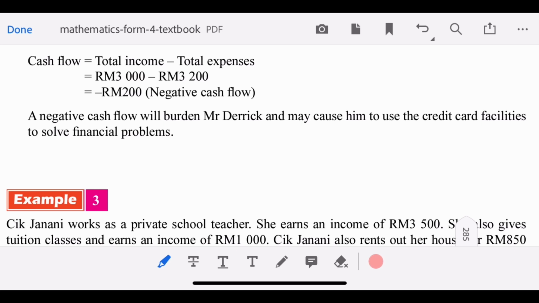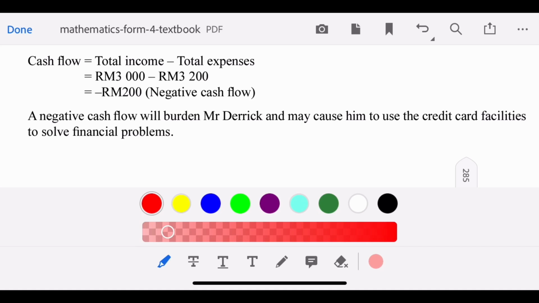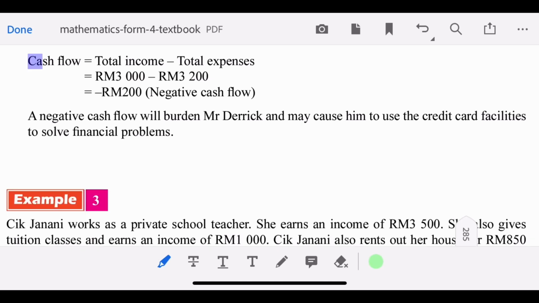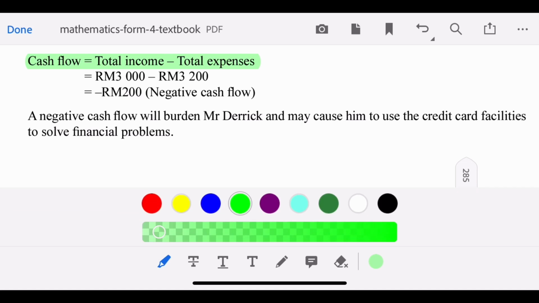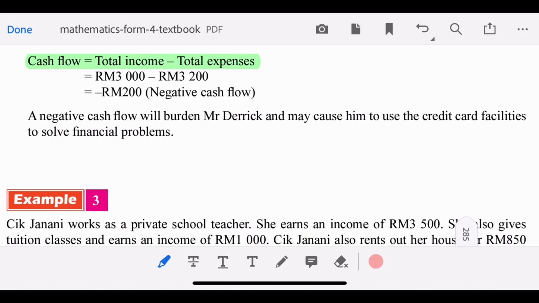Now we have to calculate the cash flow again after the expenses increased by 60%. Total income minus total expenses is our formula for cash flow. So we take the total income, which was 3,000, minus the total expenses, which increased by 60%. Now we have a negative value, negative 200. Make sure you write RM. Negative Ringgit Malaysia 200. So it's a negative cash flow.